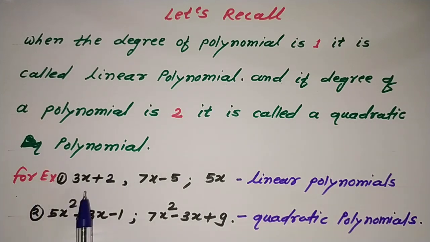For example, 3x plus 2, 7x minus 5, 5x. The degree of variable x is 1, and these are called linear polynomials. Example 2: 5x square plus 3x minus 1, 7x square minus 3x plus 9. In these polynomials the degree of the variable x is 2, and they are called quadratic polynomials.